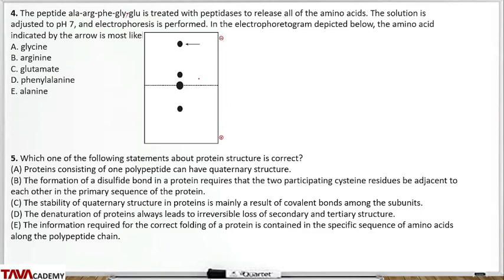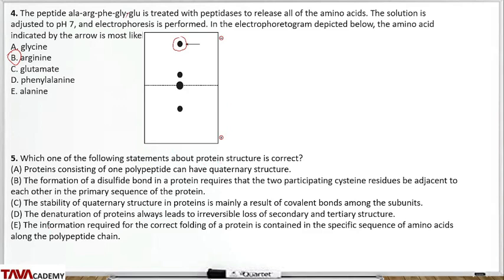So positively charged amino acids will flow towards the negative electrode, and negatively charged amino acids will flow towards the positive electrode. The neutral ones will remain somewhere at the center here. So the one that is positively charged at pH of 7 should be arginine. That's option B. Question 5 says, which of the following statements about protein structure is correct?